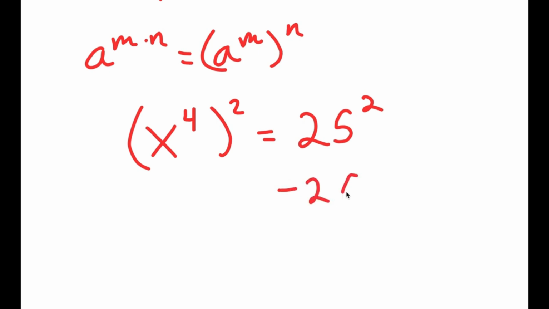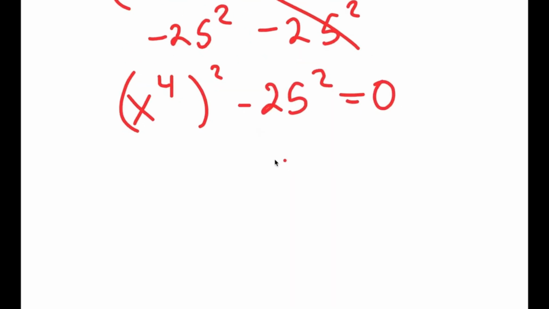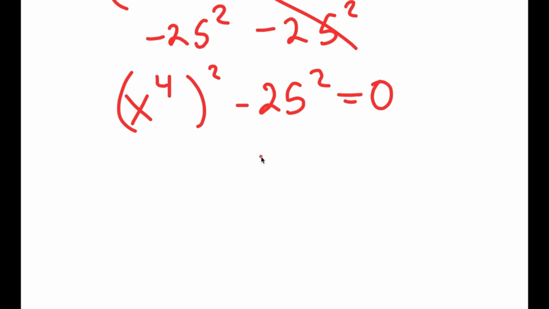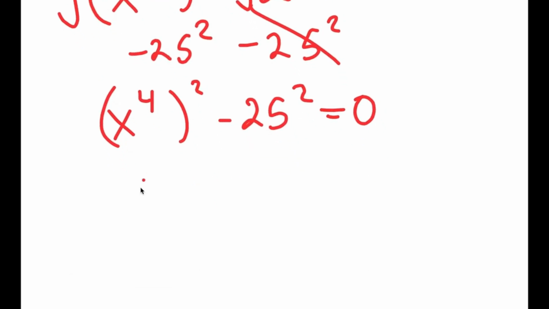Now I'm going to subtract 25 squared on both sides. So these two cancel out, and I get x to the power of 4 to the power of 2 minus 25 to the power of 2 is equal to 0. And before we actually do this, I'm going to take the square root on both sides so I can cancel these 2's out. So I get x to the power of 4 minus 25 is equal to 0.